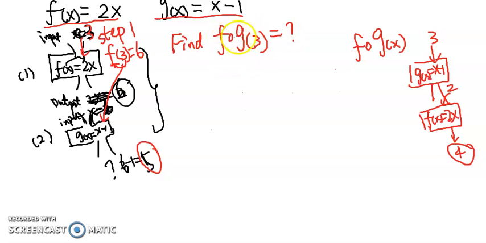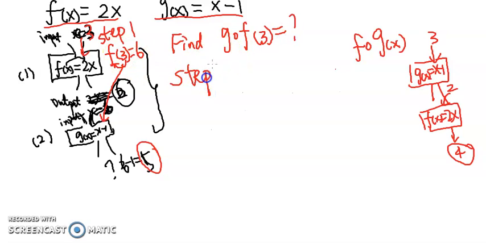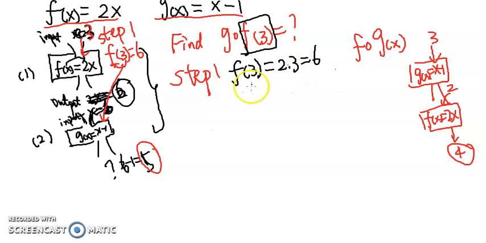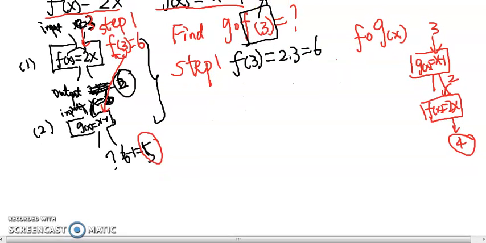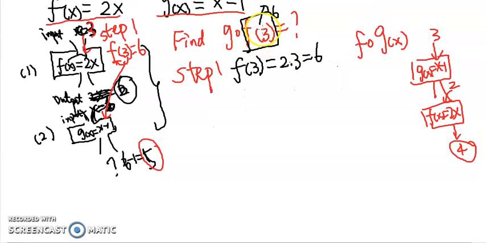Okay, sorry, I should have switched G and F, because in this graph I have F first. So step 1, following the graph, is F of 3, which means we replace the X in the F function with 3. So we get 2 times 3, which equals 6. And when you get the answer, this box will become the number 6. The result of this box will be 6.